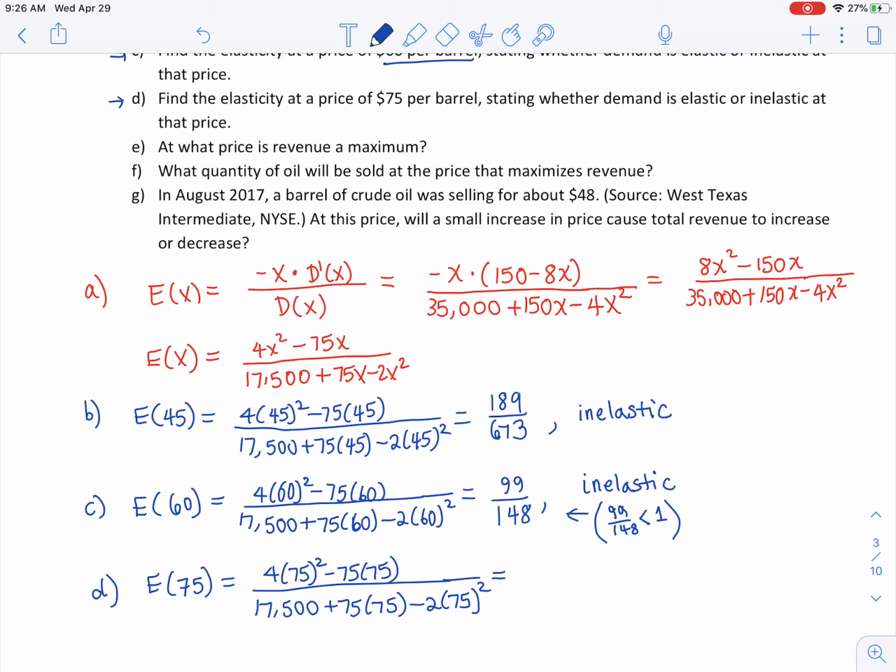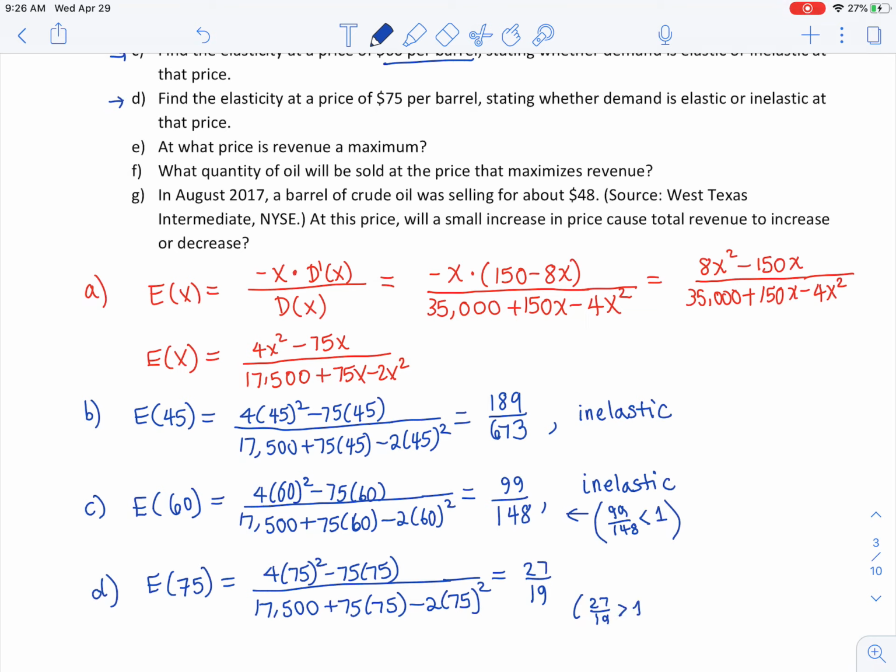Minus 2 times 75 squared. What did you get? I got 20. I thought at least 1 would come out to be elastic. Oh, you know what I did? I have to slow down when I do my math problems. When I typed this in, I added an extra 0 for 17,500. So if I delete that, yes.